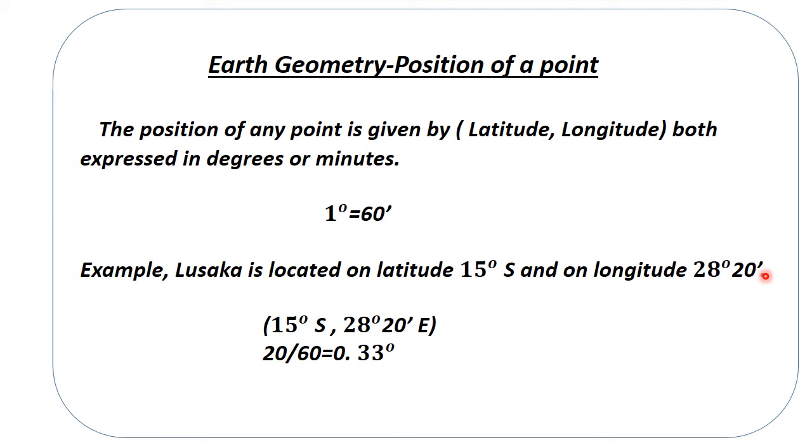Sometimes if you want to convert minutes to degrees, you can use this conversion. 1 degree is equal to 60 minutes, so you can just divide this by 60. You're going to get 0.33, then you can add this 0.33 to 28. You're going to get 28.33 as your longitude.